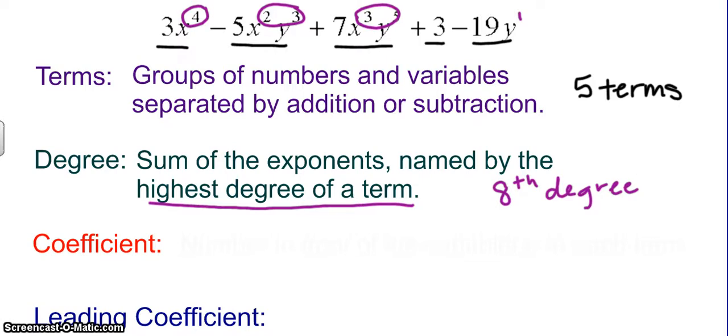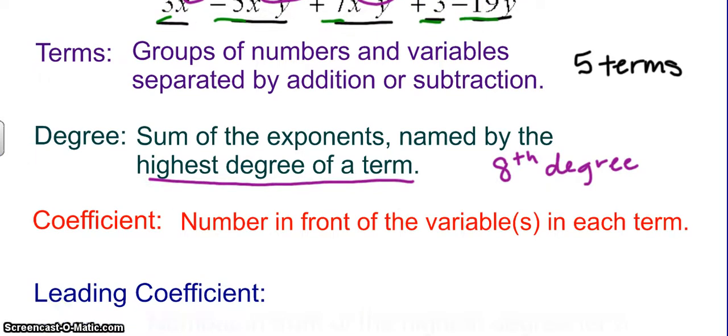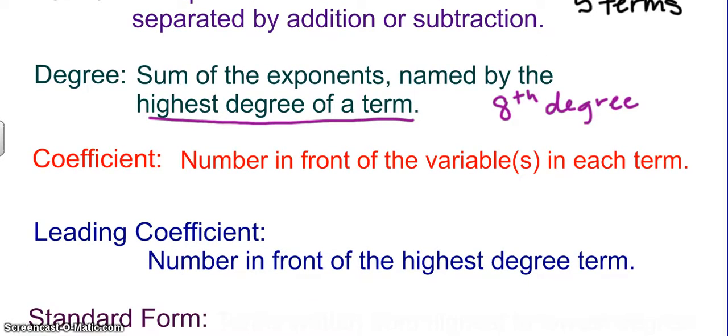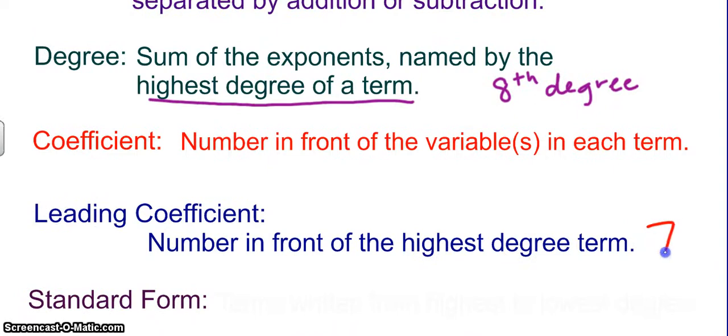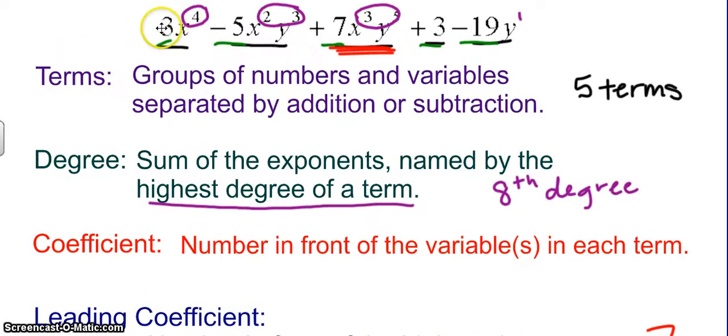So again, you can name each term, but then you name the whole polynomial by the term with the highest degree. A coefficient is a number in front of the variable or variables in each term. So we have a coefficient of 3, -5, 7, 3, and -19. Then more specifically, we can talk about a leading coefficient, which is the number in front of the highest degree term. Well, we decided that this one right here was our term with the highest degree, which means our leading coefficient would be 7. Keep in mind that the leading coefficient is not necessarily the coefficient that's written first, okay? But it's the one that is tied to the term with the highest degree.